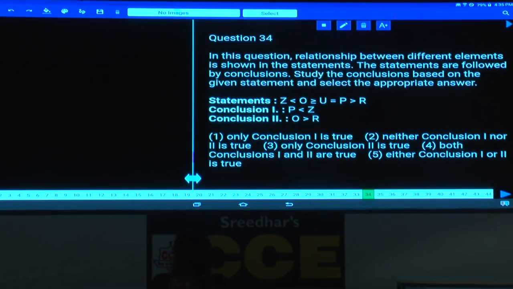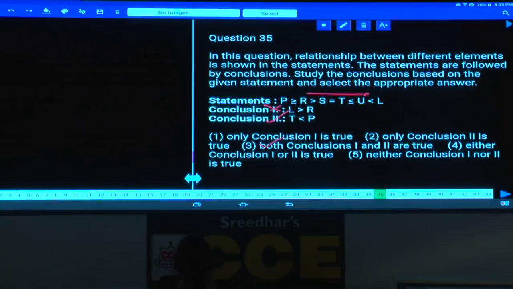Then question number 34. Now in this question number 34, the relation between z and p. Now here it is lesser than, here it is greater than, two opposite symbols between these two, hence no relation can be established between p and z. Then o and r. Between o and r, greater than or equals to, equal to, greater than, o greater than r, definitely true. Hence only the second conclusion followed, that is choice 3. Question number 34, choice 3 is the answer.